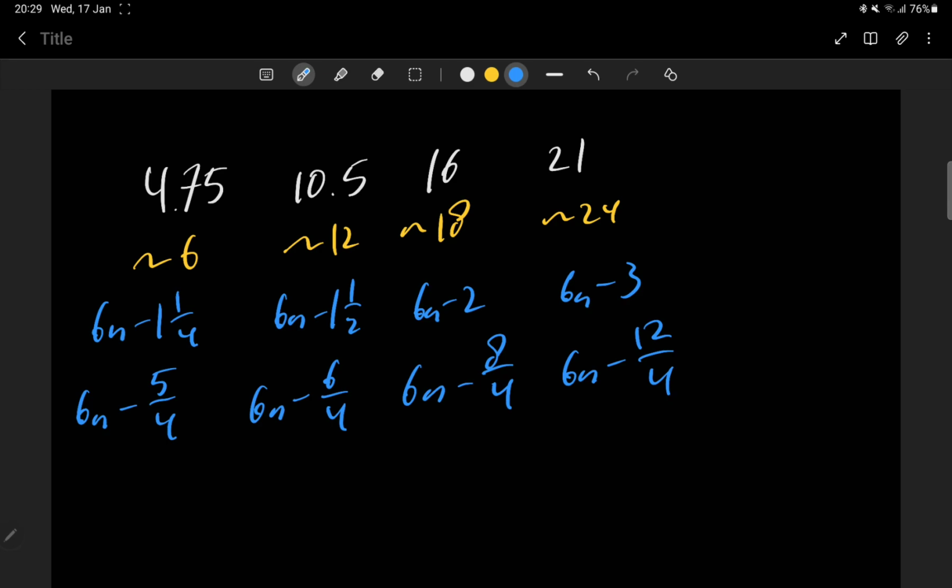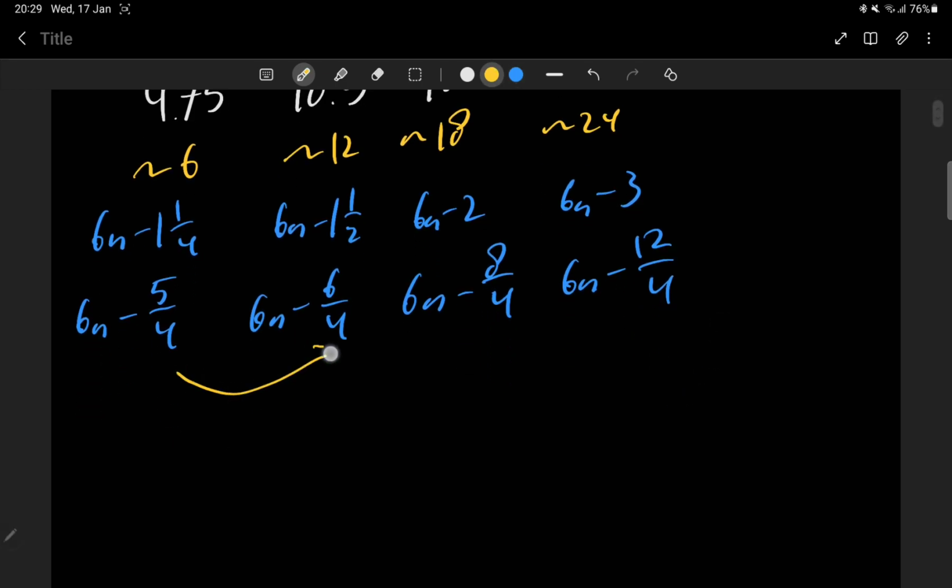Now we can start to see a pattern, right? We can start to see a pattern between all of them. To get from here to here is just the second part, right? Is minus a quarter. To get from here to here is minus 2 over 4. Here to here is minus 4 over 4. Okay, so that gives us a hint of what we need to do.